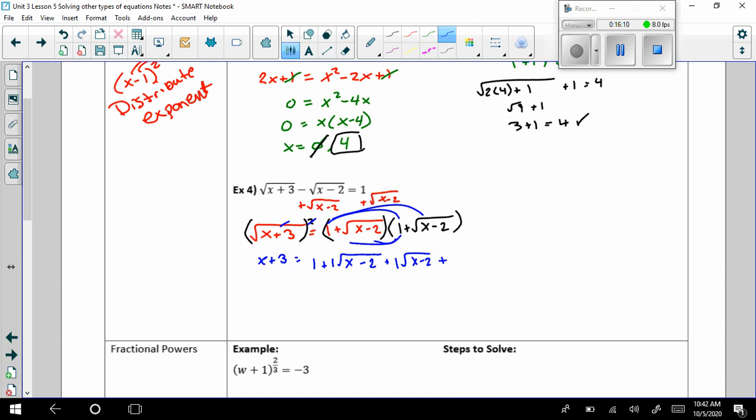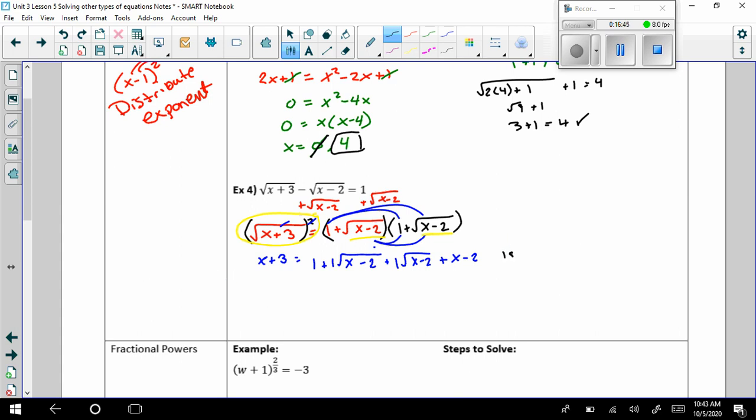Plus, right here, wait, sorry. Right here, I haven't done this. So plus, when I multiply this times itself, I just get x minus 2. That is the same thing that I did over here. This times this is the same thing. I multiplied it times itself. So I need to combine my like terms and move everything to the left side.